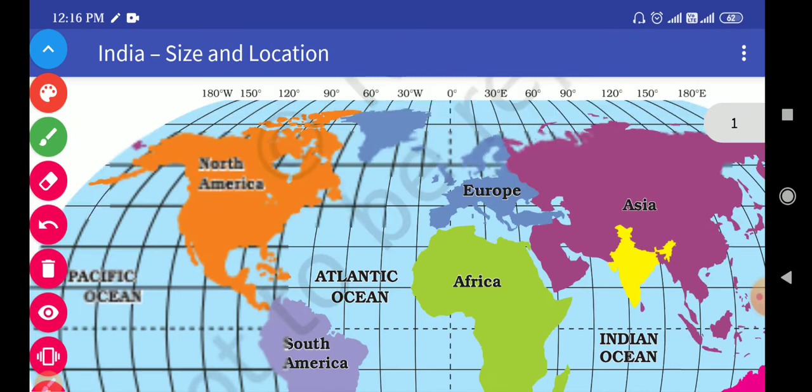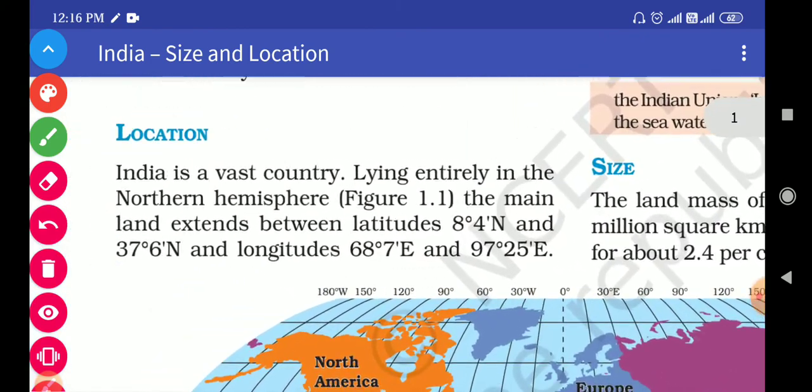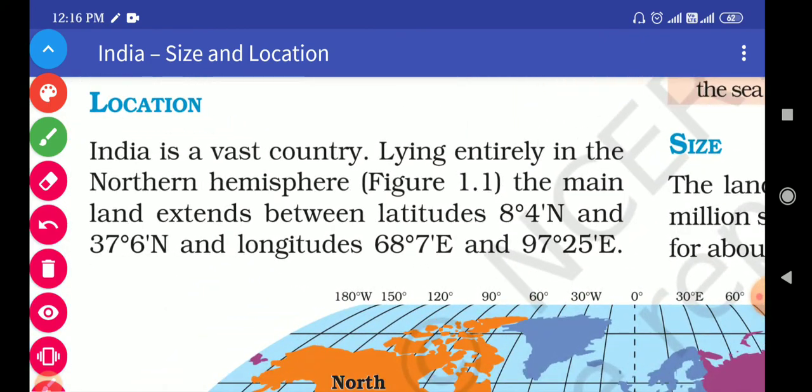In exam you may be asked a question: what is the latitudinal extent of India? Then your answer will be 8 degree 4 minute north and 37 degree 6 minute north. And in the same manner, longitudinal extent is 68 degrees 7 minute east and 97 degree 25 minute east.